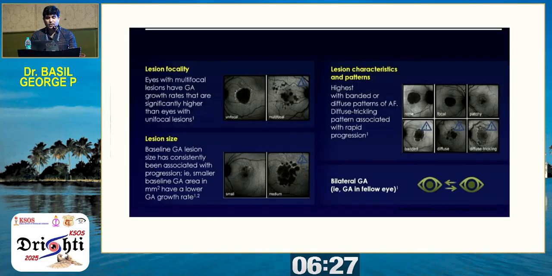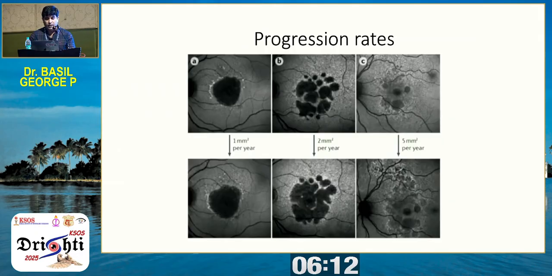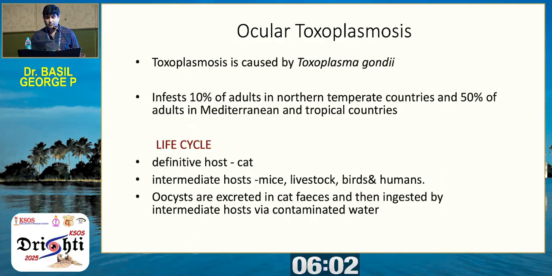And the other factors include multifocal areas of atrophic changes. It progresses faster, and the bigger areas of geographic atrophy also progress faster. And the pattern of hyperautofluorescence around the dark area also has higher progression. So for the progression rates, if it is a single dark patch, it usually progresses around 1 millimeter square per year. But if it is multiple small patches, it progresses around 5 times faster.